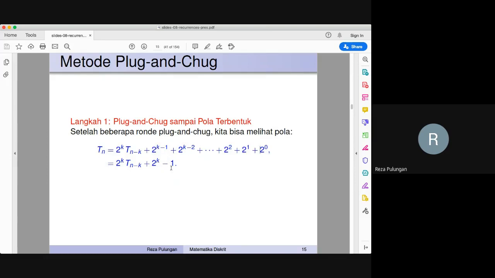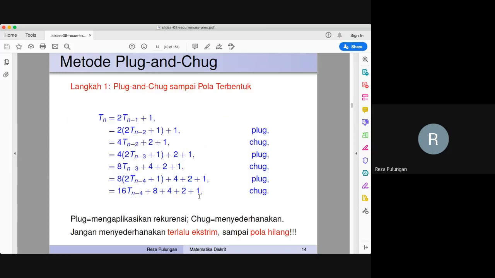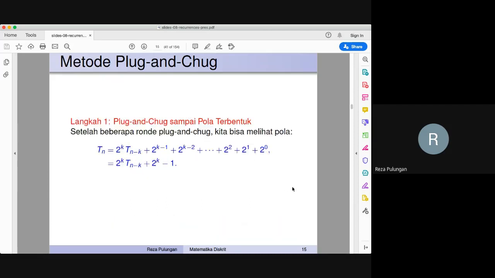This is what I mean by performing plug and chug, plug and chug, plug and chug until you see a pattern. And this is the pattern. Tn is equal to 2 to the power of k multiplied by Tn minus k plus 2 to the power of k minus 1. Let me return one slide. 2 to the power of 4 Tn minus 4 plus 2 to the power of 4 minus 1. 2 to the power of 3 Tn minus 3 plus 2 to the power of 3 minus 1. You see, we find the pattern. Okay, so that's basically the end of the first step.